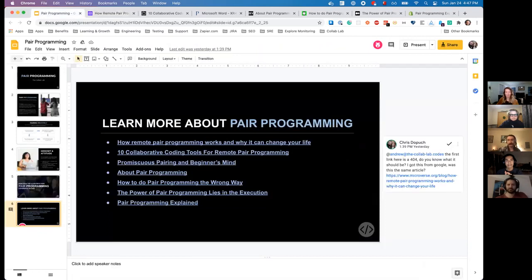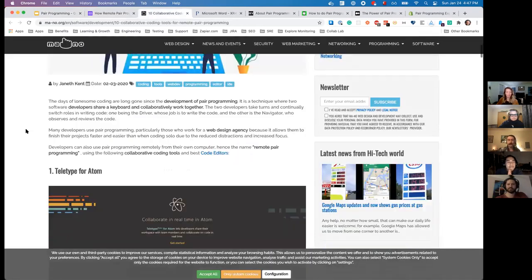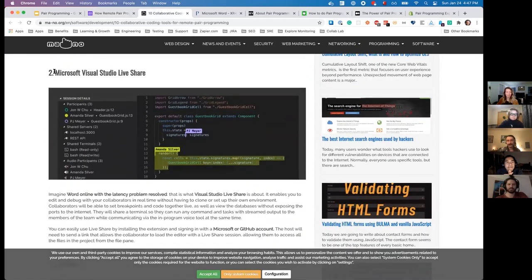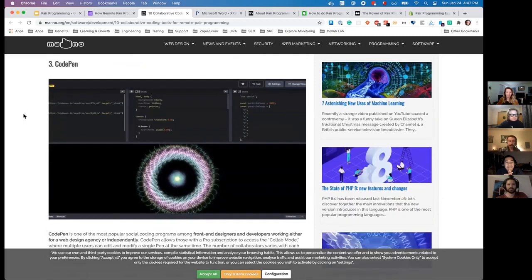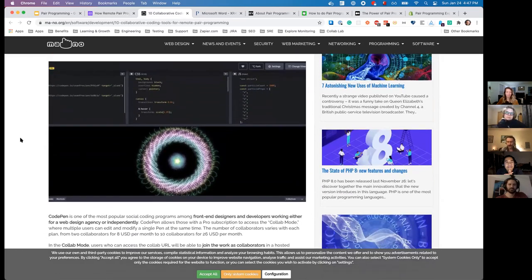There's another article in here that I mentioned before, this 10 collaborative coding tools. So if y'all want more options for IDE plugins or other tools, I think the Visual Studio Code stuff shows up in here as well. Definitely check this out. Another tool that I really recommend if you haven't already experienced it is CodePen. CodePen is just a way to really quickly show someone a proof of concept.